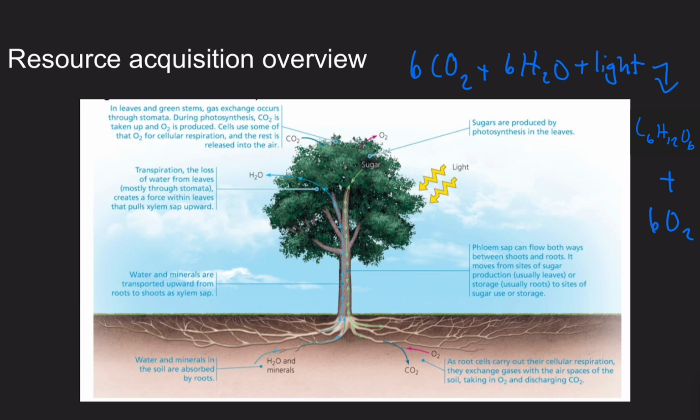And then continuing on, the sugar produced by photosynthesis can flow in both directions. So it could go from the shoot to the root, or from the root to the shoot. It moves from sites of sugar production, which are usually leaves, or storage, which are usually roots, to sites of sugar use or storage. And also root cells carry out cellular respiration, exchanging gases with the air spaces of the soil, also taking in O2 and discharging CO2.